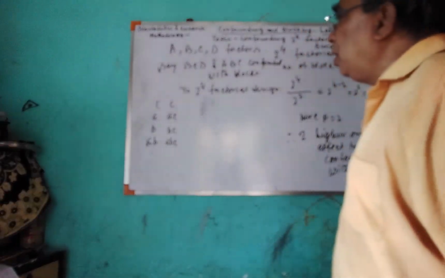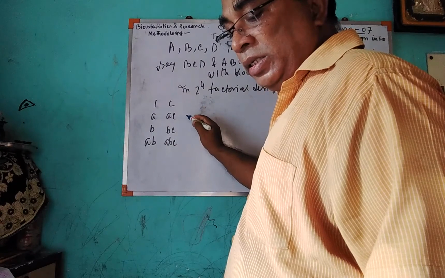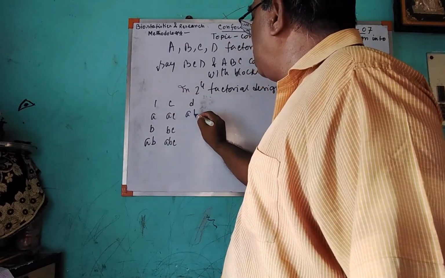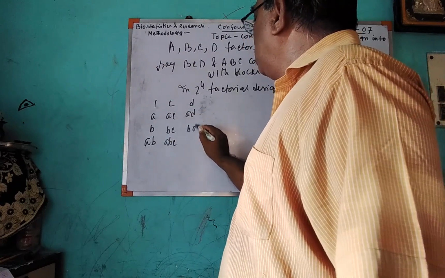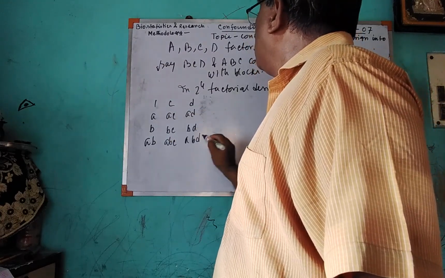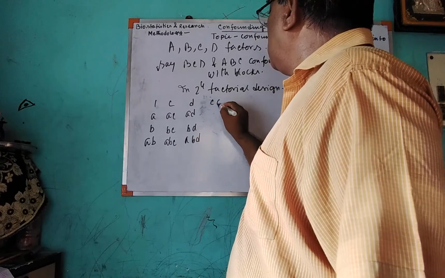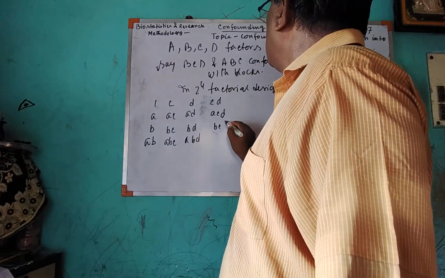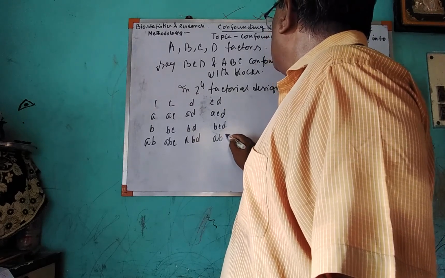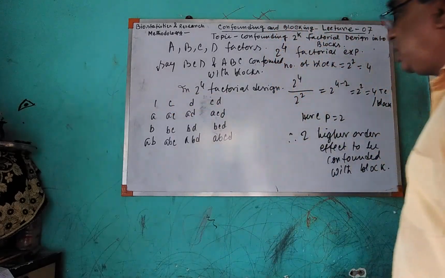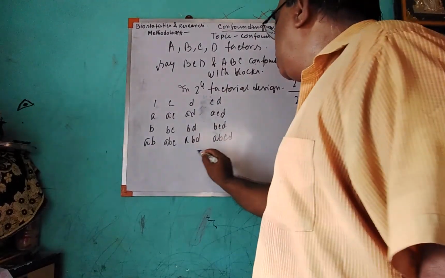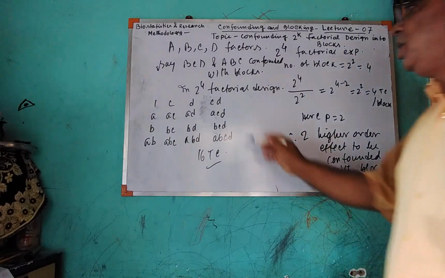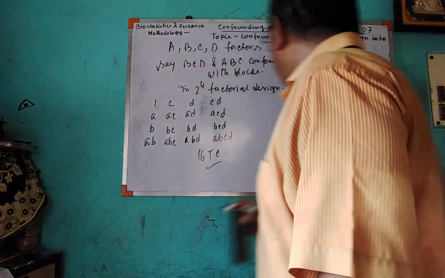Then multiplied with D, that is D, AD, then BD, then ABD. Then D with this, that is CD, ACD, BCD, and ABCD. These are the 16 treatment combinations. This is a 2 to the power 4 factorial design.